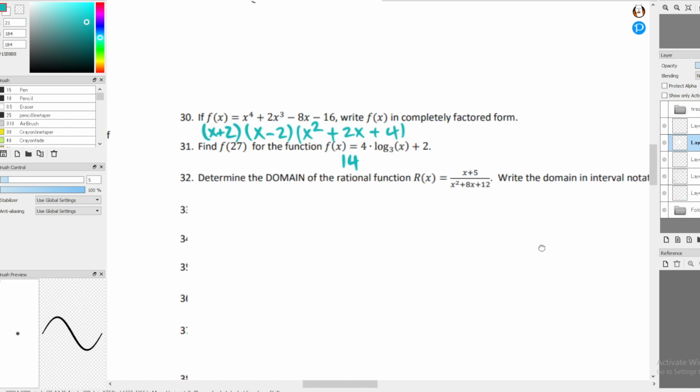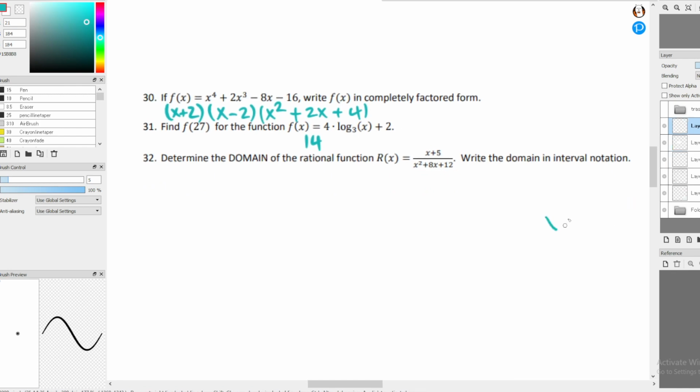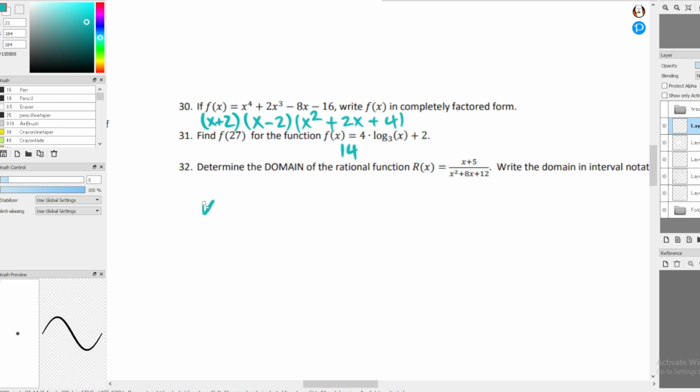Next we have 32, which is determine the domain of the rational function r of x equals x plus 5 all over x squared plus 8x plus 12. And we want to write the domain in interval notation. So we have x plus 5 over x squared plus 8x plus 12.